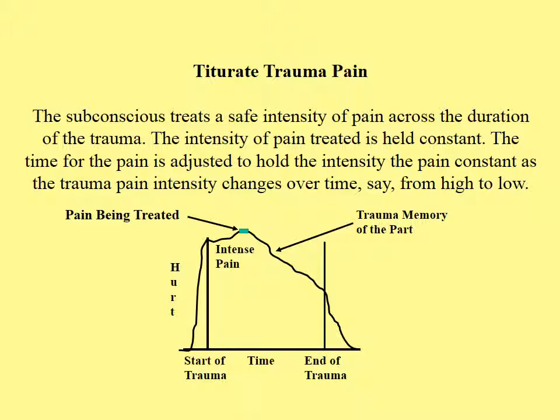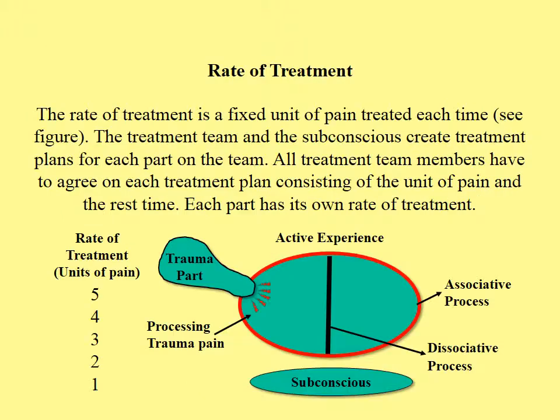The time for the pain is adjusted to hold the intensity of the pain constant, as trauma pain intensity changes over time, say from high to low. The rate of treatment is a fixed unit of pain treated each time, see the figure.